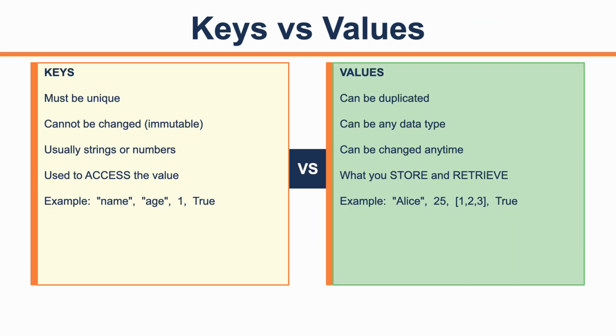Keys and values play very different roles. Keys must be unique and cannot be changed once set. Values can be anything, including strings, numbers, or even lists, and they can be updated at any time.